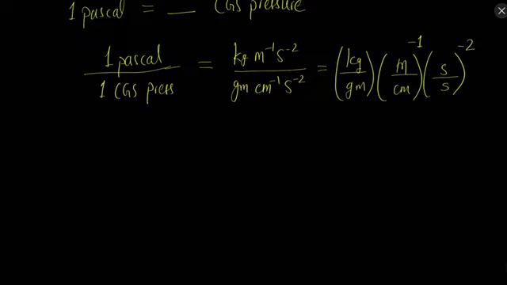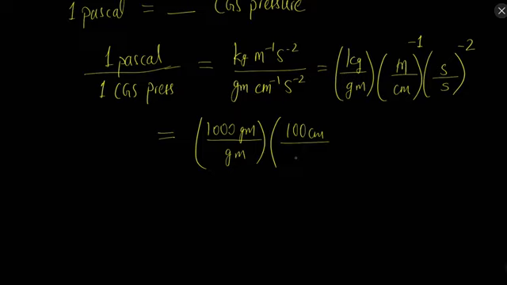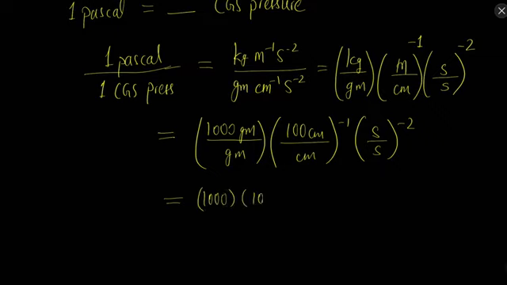Now how can we convert it? So just write it like this: 1 kg is equal to how much? It is equal to 1000 gram. Then 1 meter is equal to 100 centimeter, and the seconds unit is same. So ultimately what we will get is 1000 from here and 100 from here, but it is having the power -1. So we get 1000 upon 100, that is 10.